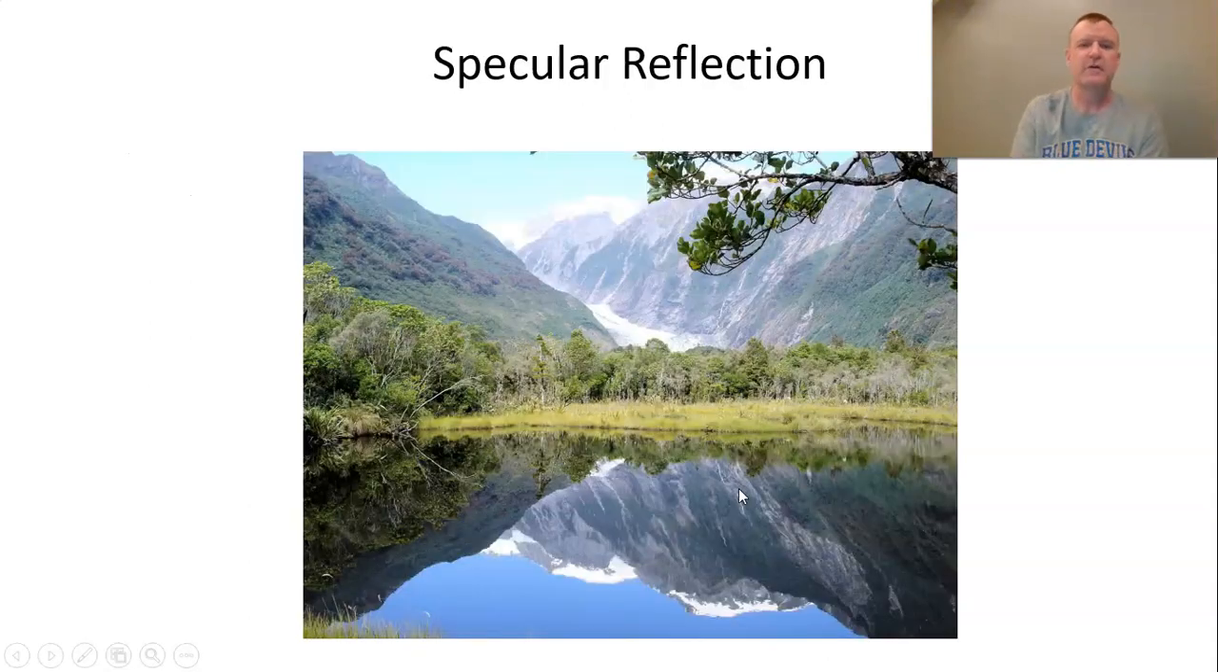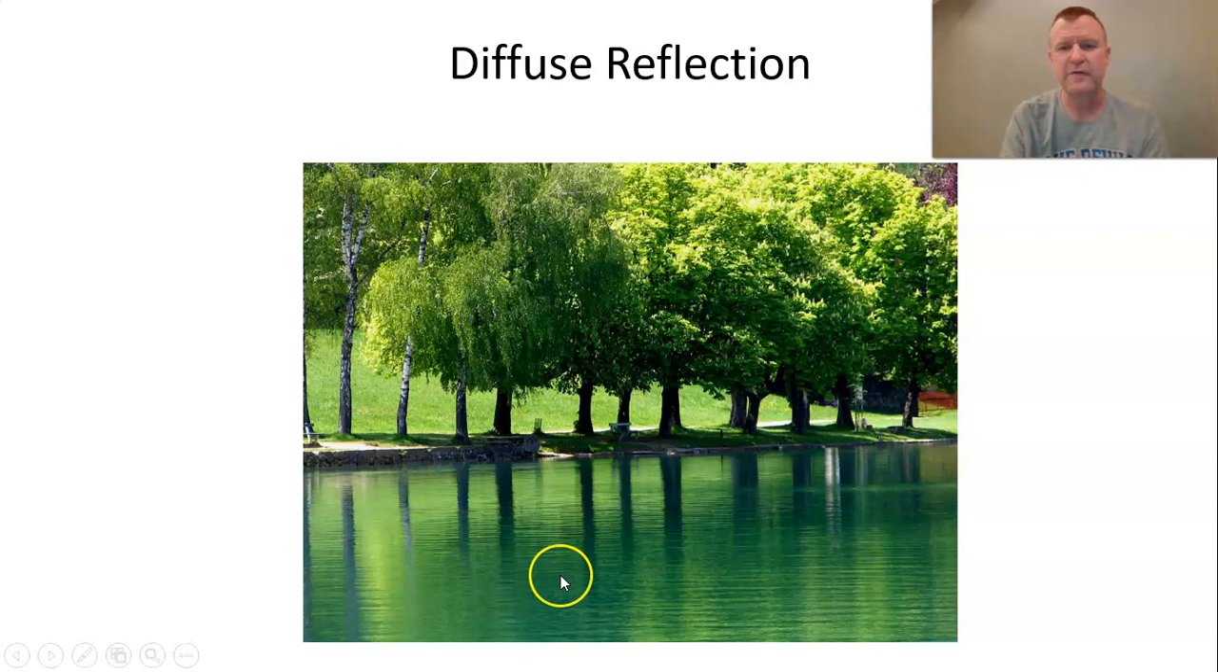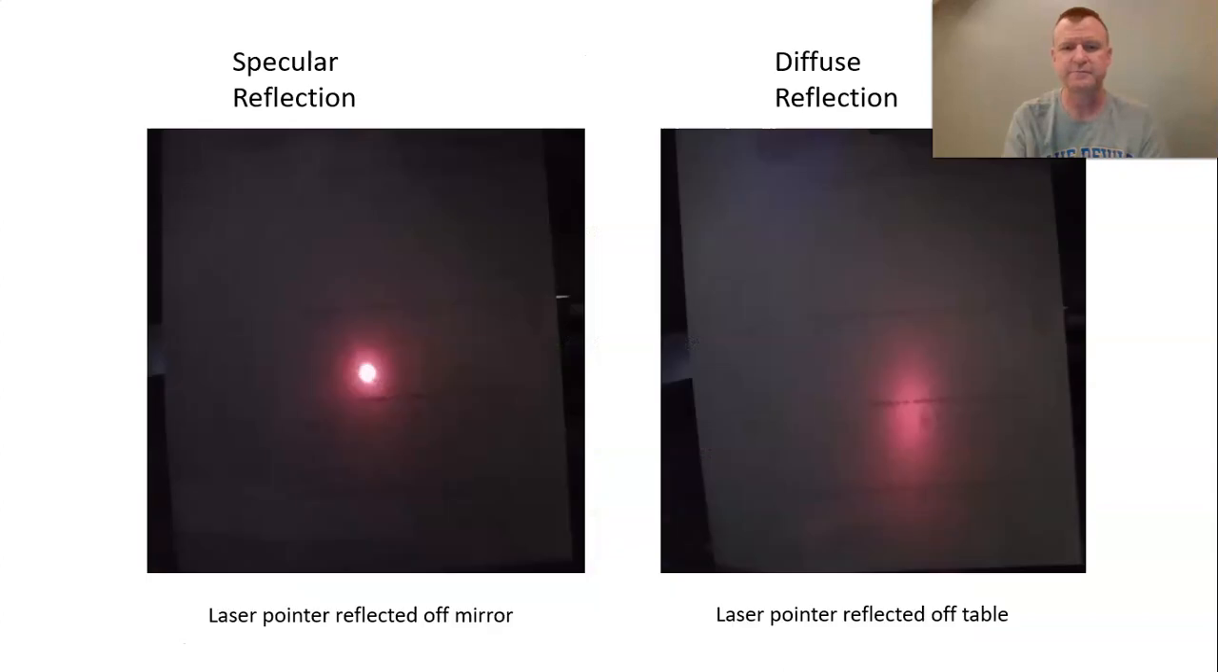So a couple examples. Here's specular reflection, a mountain in a very calm lake. You see a very clear image with that. That is specular reflection. And then here we've got a lake. It looks like the wind is blowing or something. And you can see the reflection of the trees in there, but it is not a clear image at all. It's just a blurry mess. So that'd be more diffuse reflection.